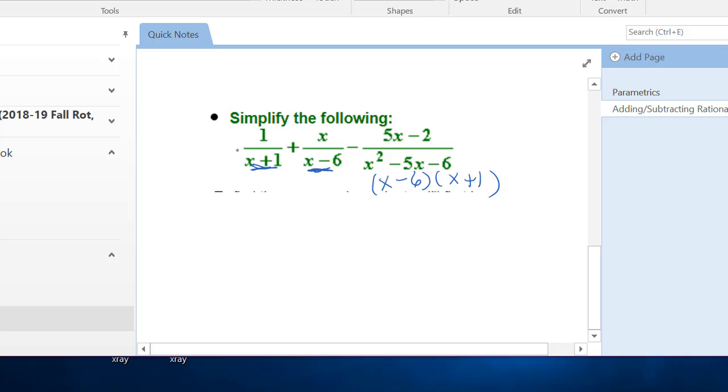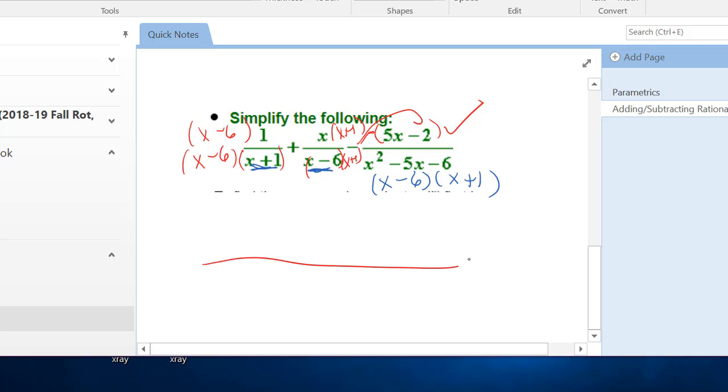So my first term needs x minus 6 top and bottom. My second term needs x plus 1 top and bottom. My third term is good to go, but I don't want to forget to change those signs. Okay, common denominator, x minus 6 times x plus 1.